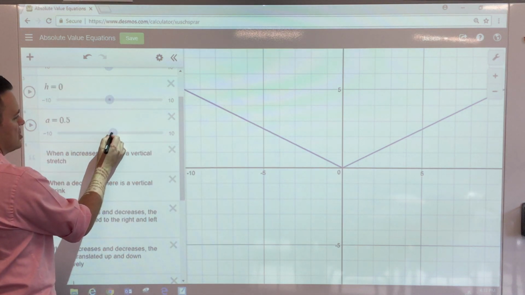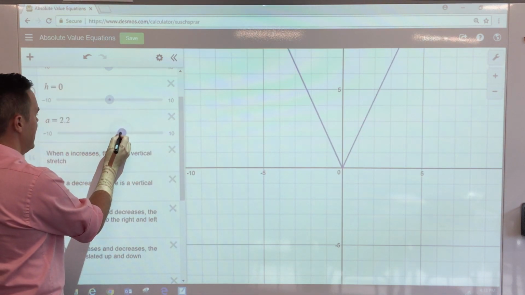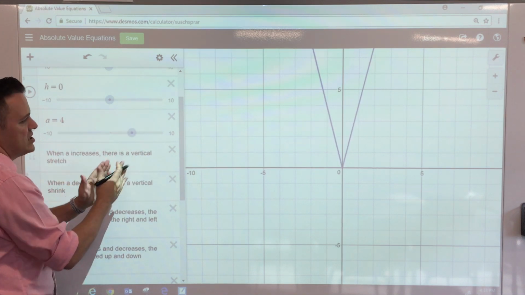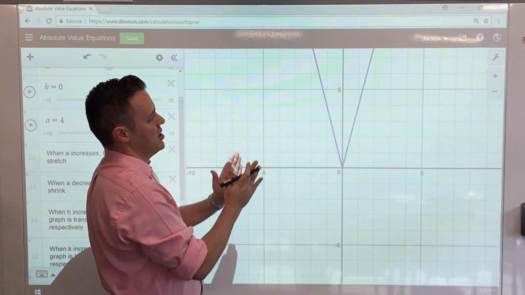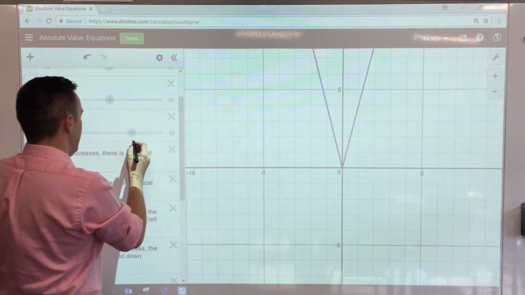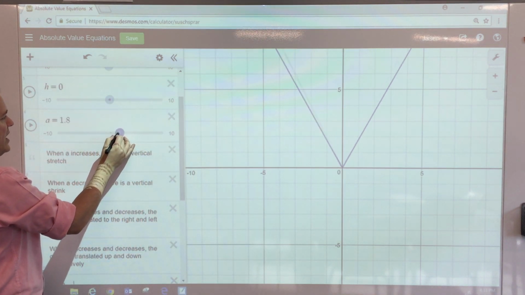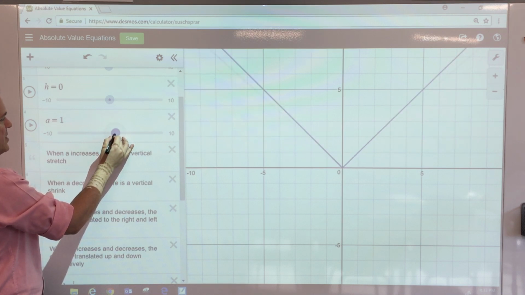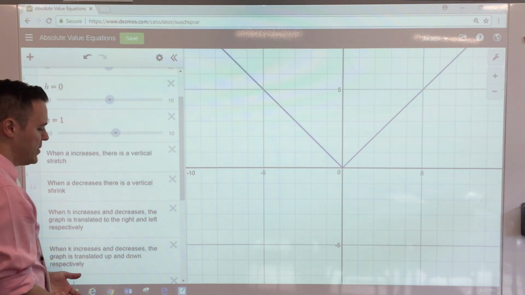So what I mean, if you guys look, see how if I make it a larger number, it's making it so that it's stretching out vertically. It's going to go farther up. And then vertical shrink is when I go less than 1, it will shrink it very rapidly. Kind of like a butterfly flapping its wings, imagine that.